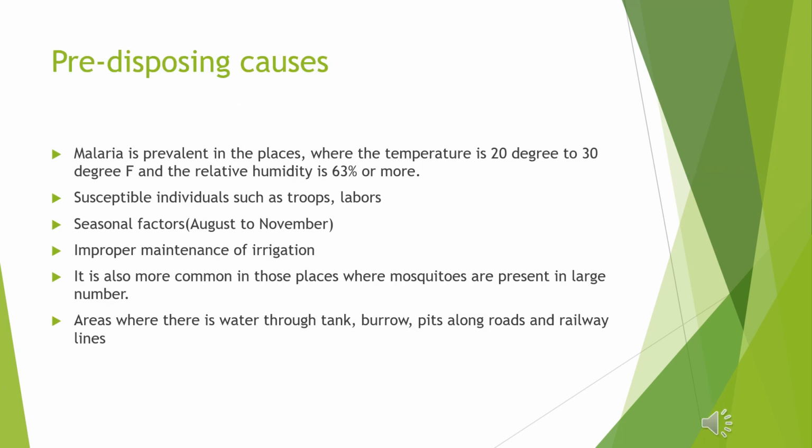What are all the predisposing causes of malaria? Malaria is prevalent in the places where the temperature is 20 to 30 degrees and the relative humidity is 63% or more. Susceptible individuals such as troops and laborers. Seasonal factors: mostly it is common from August to November. And improper maintenance of irrigation. It is also more common in those places where mosquitoes are present in large numbers and areas where there is water, through tanks, burrow pits along roads and railway lines.